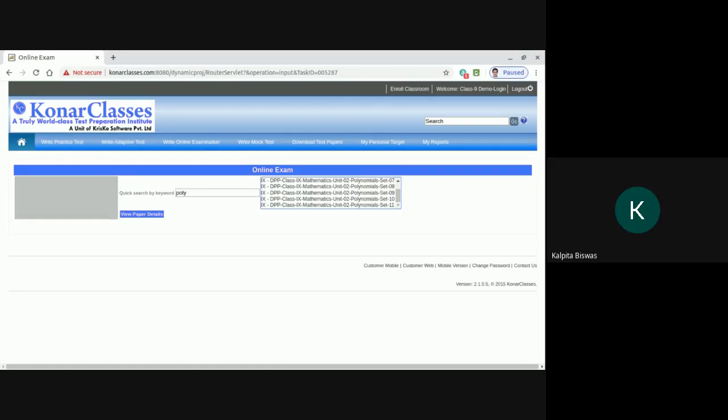The screen has paused. I can't see the next screen. It has paused somehow. The voice is also getting disrupted. Okay. Please confirm that you are able to view it now.